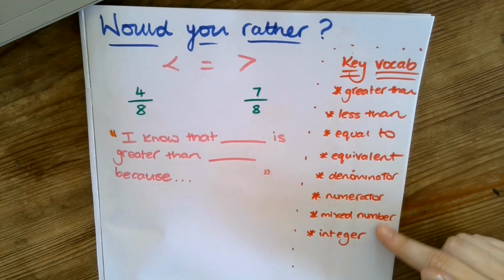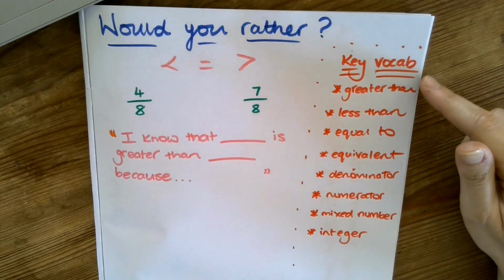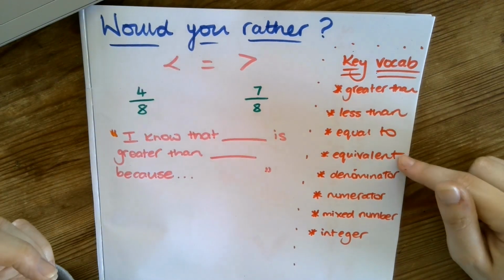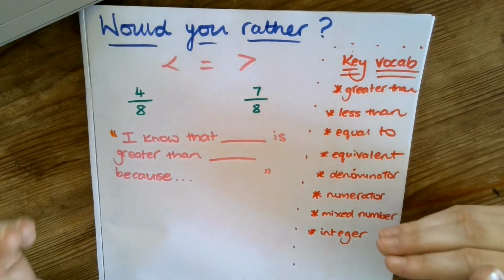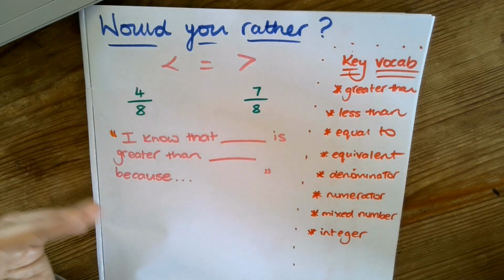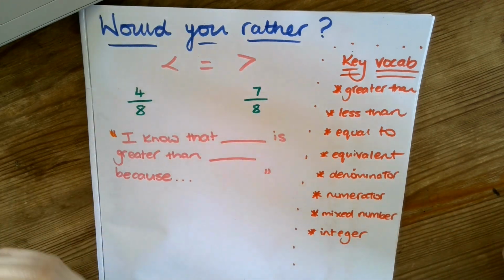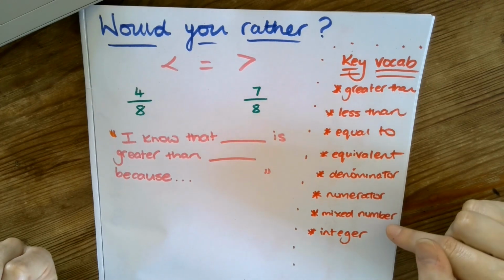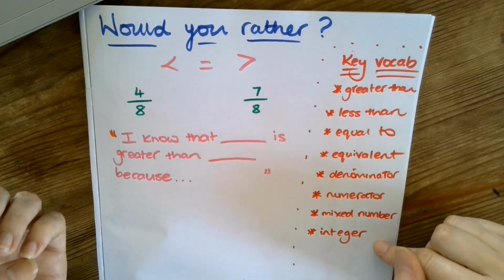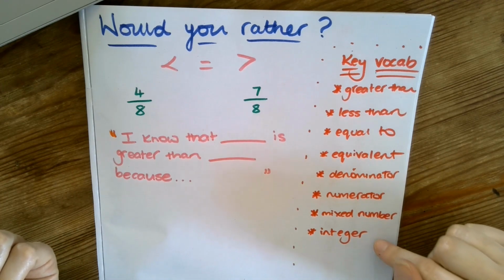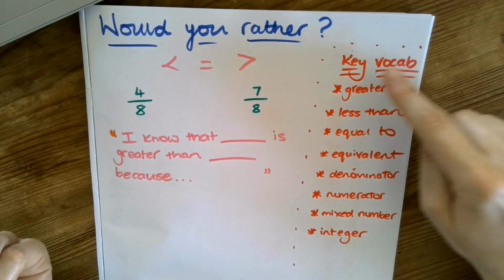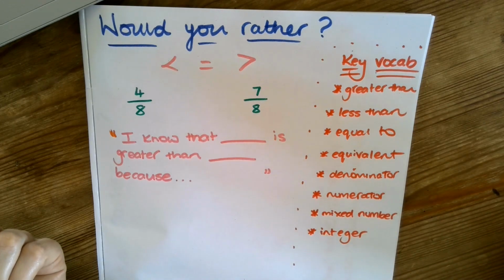And this is the vocabulary we're going to try and use today. We're going to use greater than, less than, and equal to, which relate to our symbols up here. Equivalent, we are going to be converting some fractions from improper fractions to mixed numbers and vice versa. So we're going to be looking for equivalent fractions. We want to use the words denominator and numerator. Mixed numbers we're going to look at today. And you will hear me say the word integer, which, just to remind you, means whole numbers. Okay, so I want you to try and see if you can use all of these key vocabulary in today's lesson.